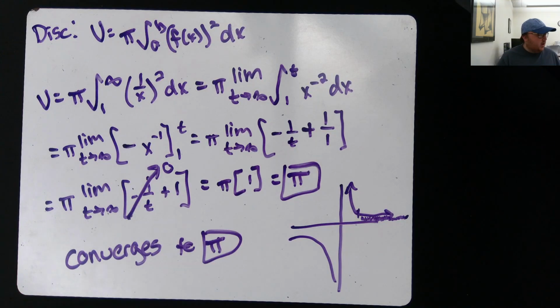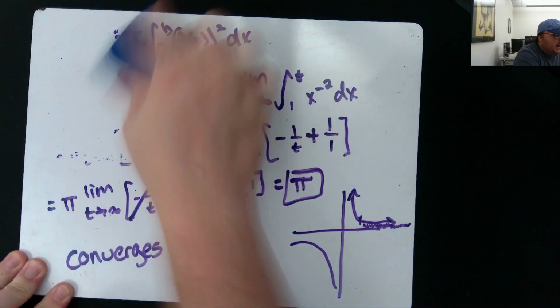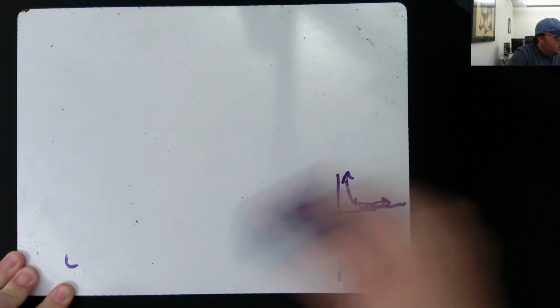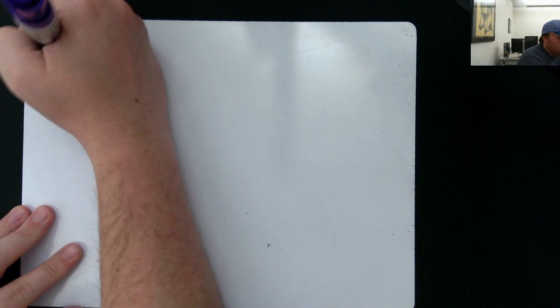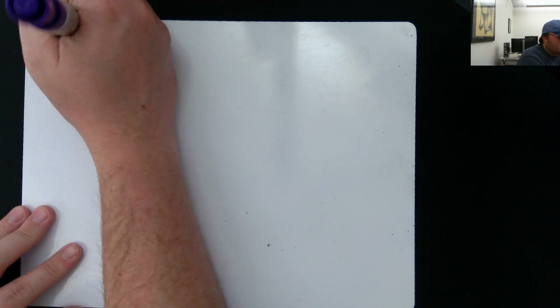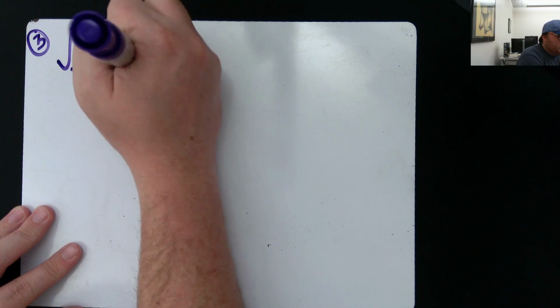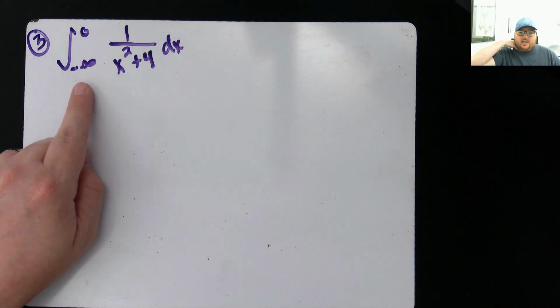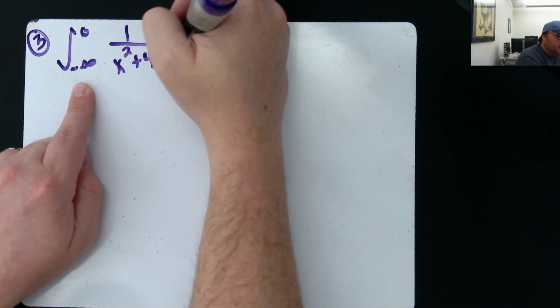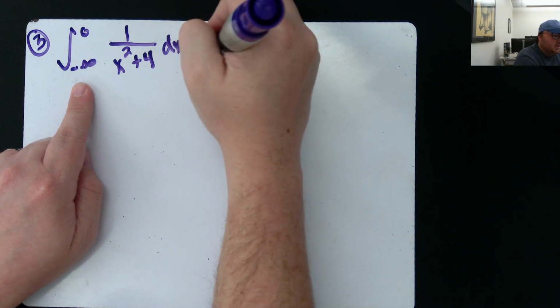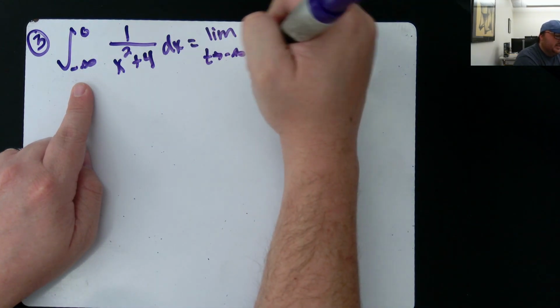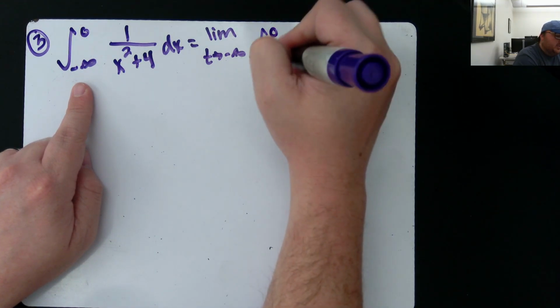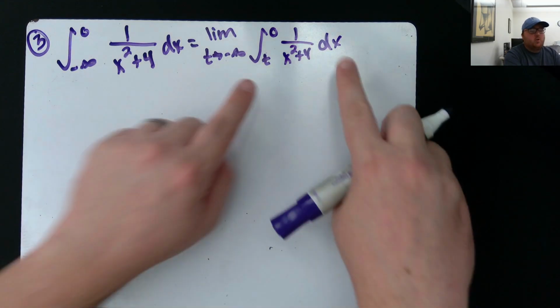Example number 3, evaluate the integral from negative infinity to 0 of 1 over x squared plus 4 dx. Once again, this isn't a number I can plug in, so I'm going to replace it with t and do the limit as t goes to negative infinity of the integral from t to 0 of 1 over x squared plus 4 dx. So now I just have to worry about this.